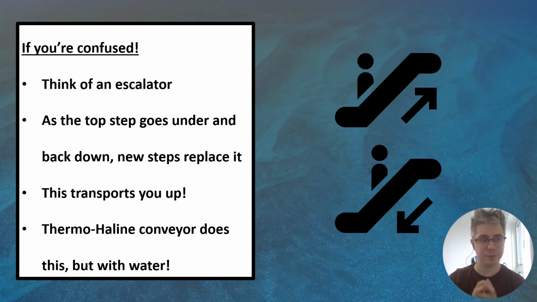If you're confused, think of it like an escalator. At the top step, it goes underneath and back down, with new steps replacing it. As you get on, you're part of that conveyor belt and that step is moving further and further up, and as you get off the escalator, it returns underneath. Each step is being replaced by another step at the top of that escalator. Thermohaline circulation works in a similar way, except with water. So if you think of where it is sinking as the top step, the particles of water move around the ocean until they get to that top step and then return.